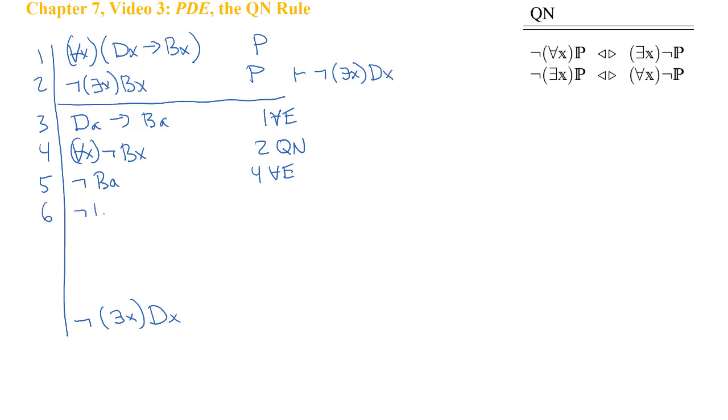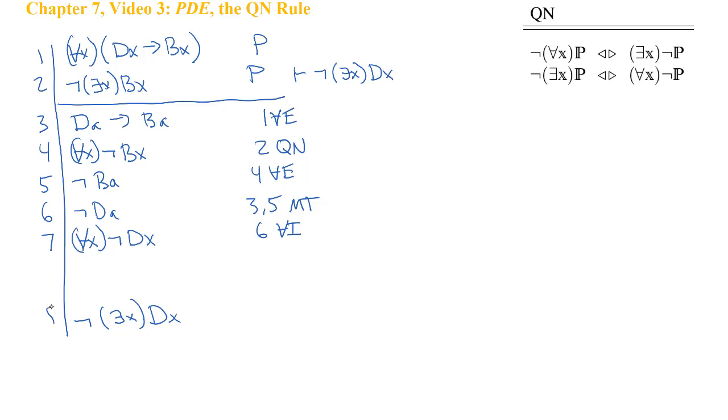That gets us not Da. In fact, 6 is set up for a universal introduction. Now there are restrictions here. The constant that we're replacing, A, cannot occur in the result. It doesn't, so we're fine on that restriction. And the constant we're replacing, A, cannot occur in any active or undischarged assumptions. The only active assumptions are 1 and 2, and A does not appear there, so we're fine. So that is a correct use of universal introduction.